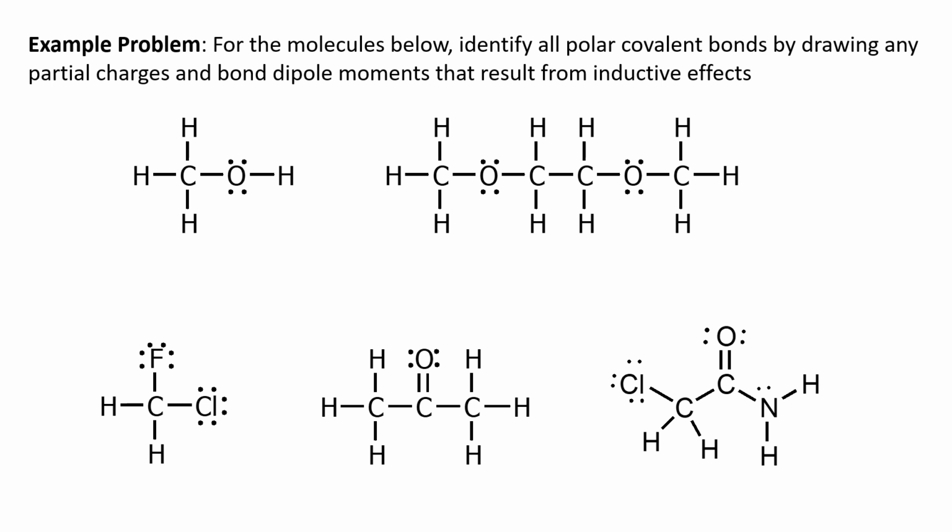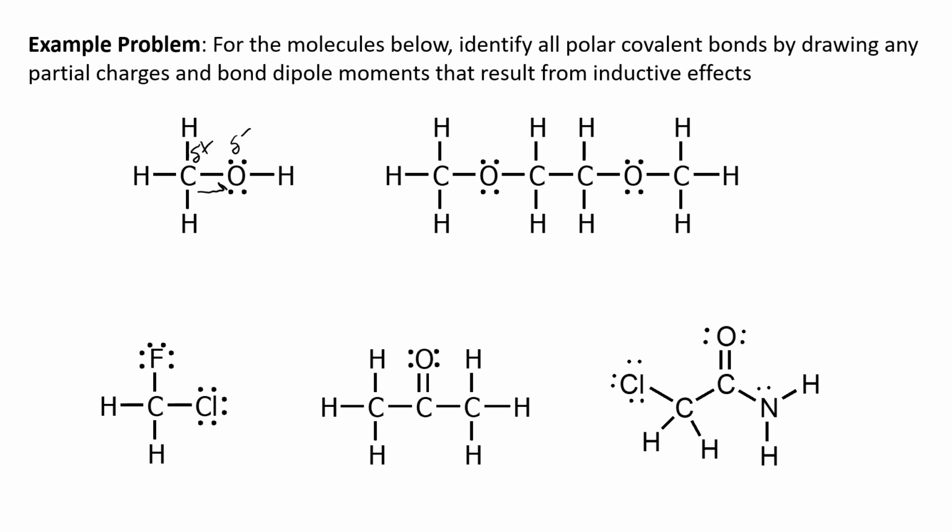All right, so in our first molecule, we notice we have a carbon-oxygen bond, and we know that the carbon-oxygen bond has an electronegativity difference greater than 0.5. Carbon's 2.5, oxygen's 3.5, a difference of 1. So we know that's a polar bond. We can put our partial positive charge on carbon, less electronegative, partial negative on oxygen, more electronegative.